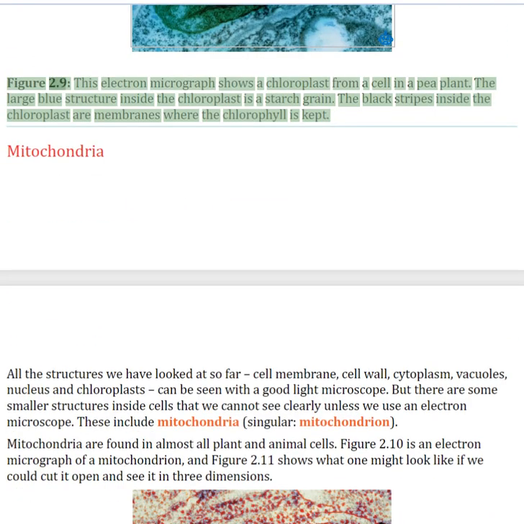Figure 2.9. This electron micrograph shows a chloroplast from a cell in a pea plant. The large blue structure inside the chloroplast is a starch grain. The black stripes inside the chloroplast are membranes where the chlorophyll is kept.